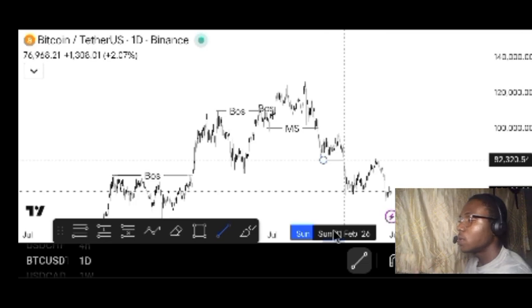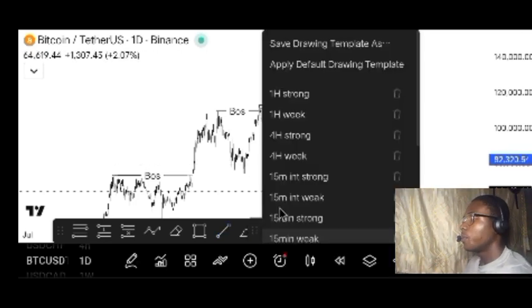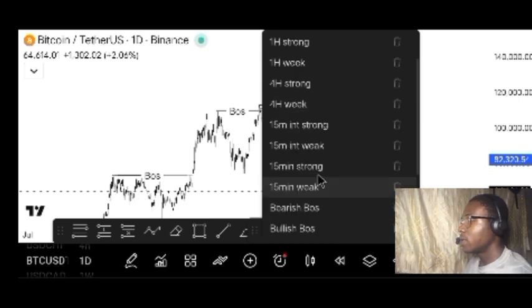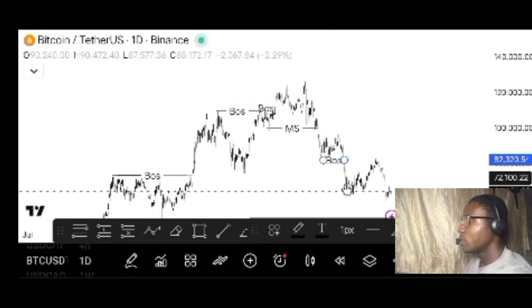So the same thing just occurred here again. A market shift occurred here, then price started creating a lower low, a lower high, lower low, lower high, lower low. The same thing, a bearish break of structure occurred here. The same bearish break of structure occurred here.